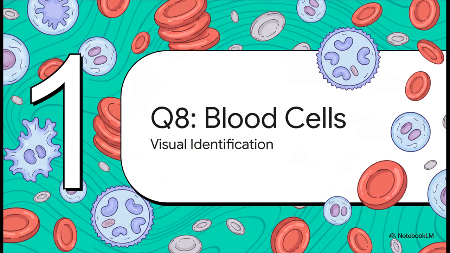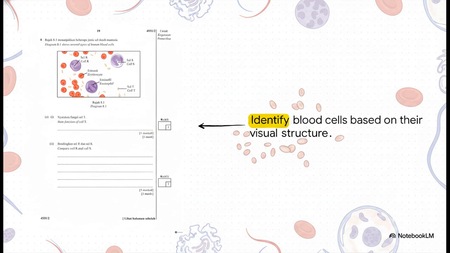Section 1. Exam Question 8, Blood Cells. So imagine you're staring at this exact scenario from the Sellingar trial paper. You've got to identify blood cells just by looking at their structures. It asks for the function of cell T. Notice how it isn't even a full, round cell, it's just a tiny fragment.